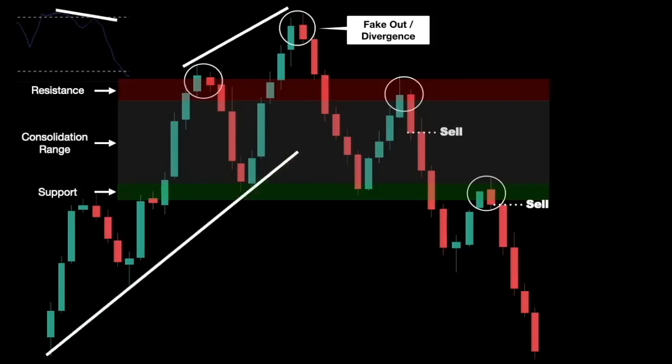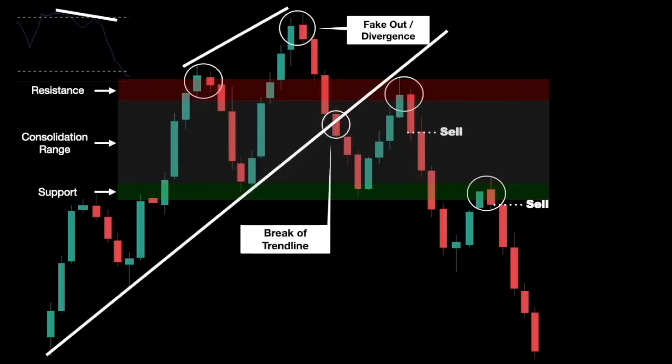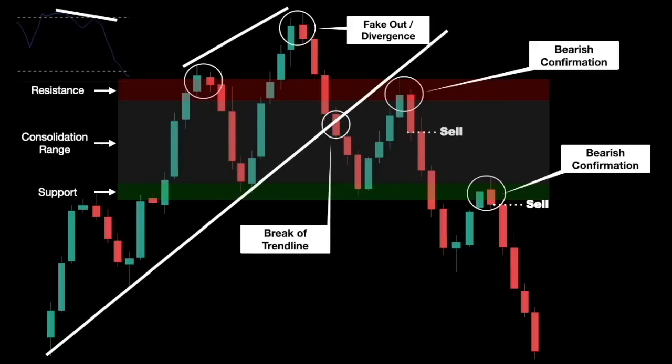By looking at the chart, we can also see that a trend line can be drawn to support the bullish trend. Once price proceeds to the downside, it will eventually break the bullish trend line, and this will give us a good signal for a potential trend reversal.